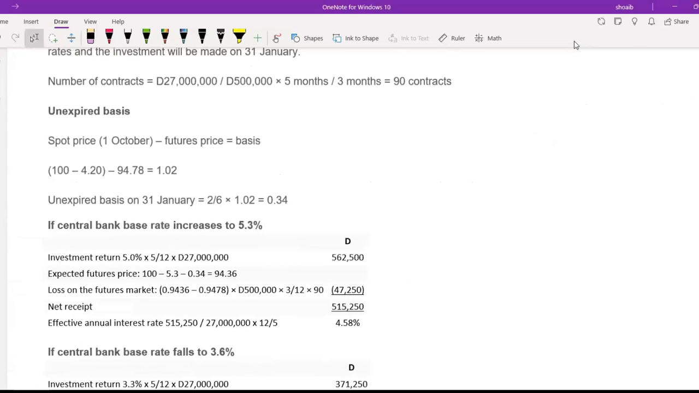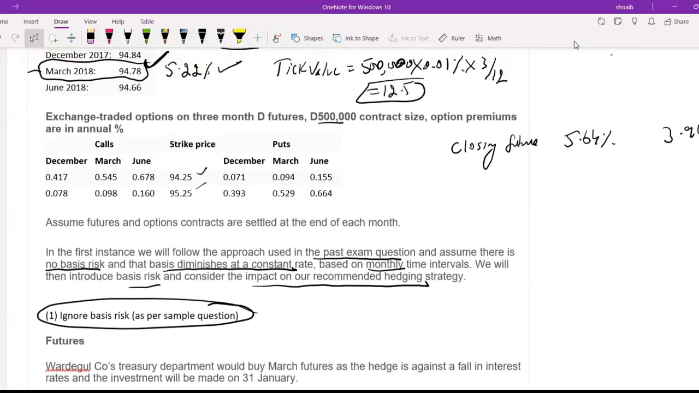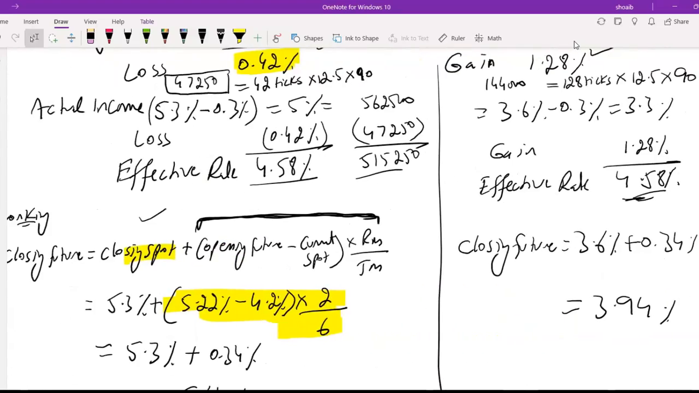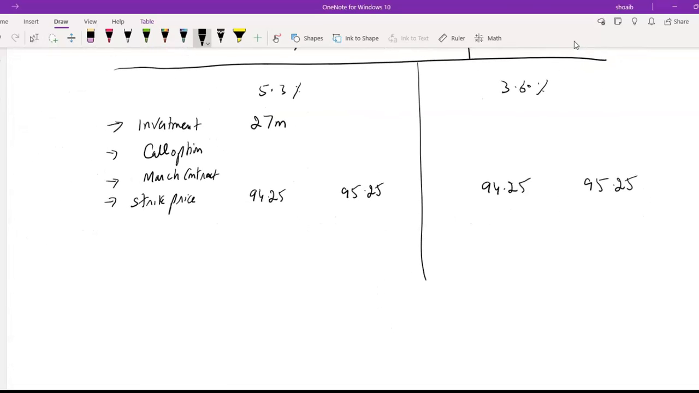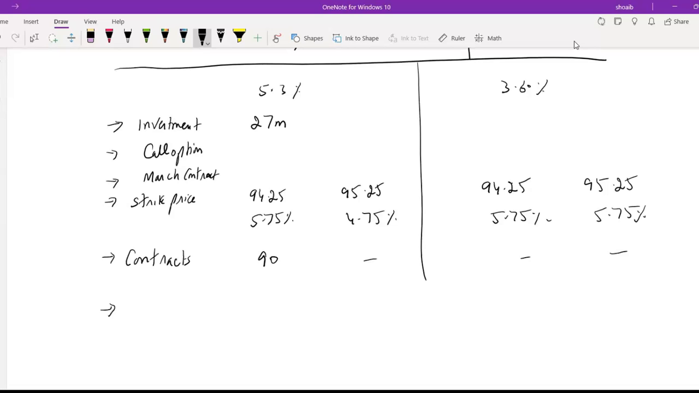94.25, 95.25. Okay. 94.25 means 5.75. This is 4.75. The contracts are 90 for every, because option size is 500,000, so contract would be 90. Same. Premium.